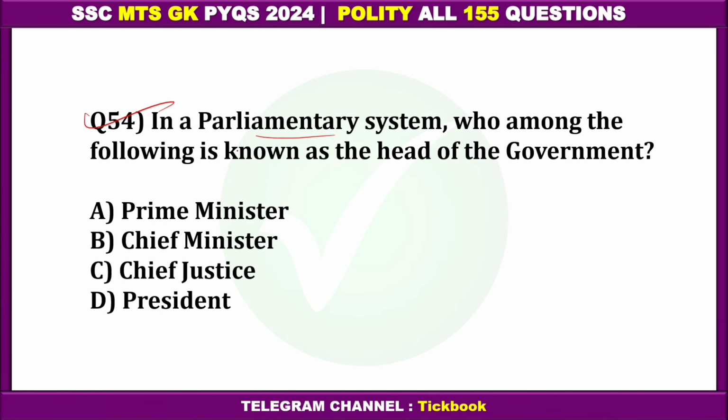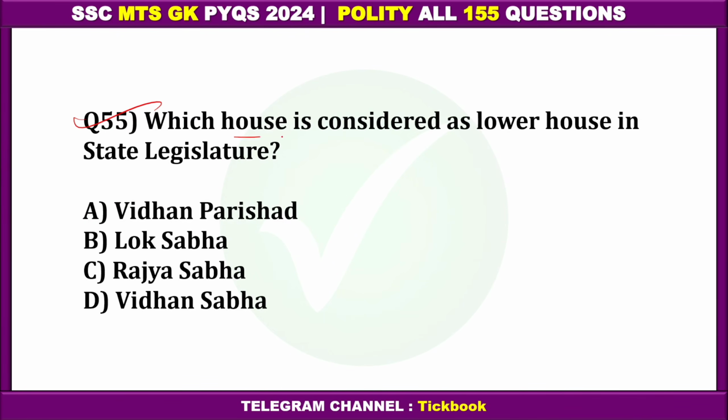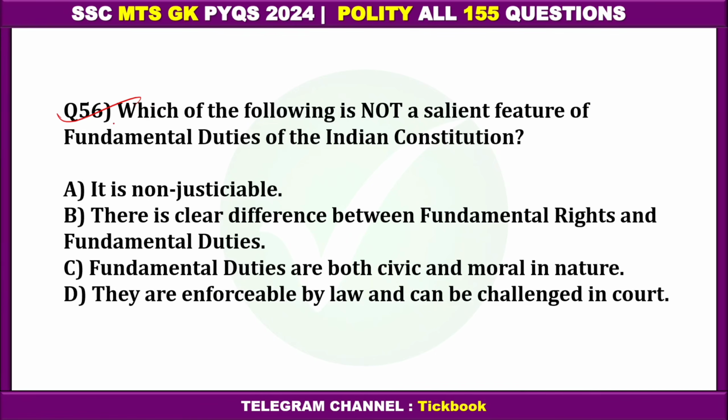54. In a parliamentary system, who among the following is known as the head of the government? Option number A, Prime Minister. 55. Which house is considered as the lower house in the state legislature? Option number D, Vidhan Sabha. 56. Which of the following is not a salient feature of the fundamental duties of the Indian Constitution? Option number D, they are enforceable by law and can be challenged in court. Is not a salient feature.